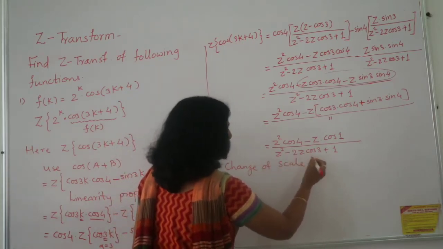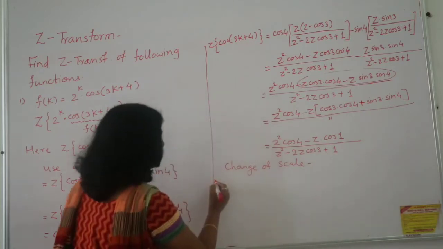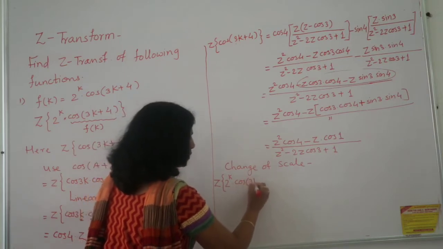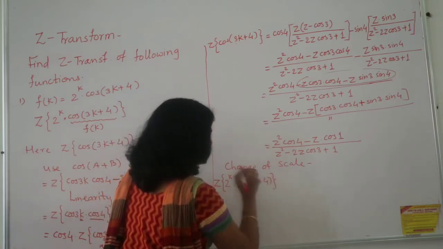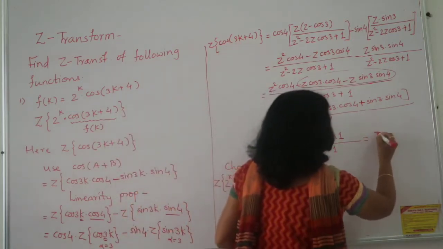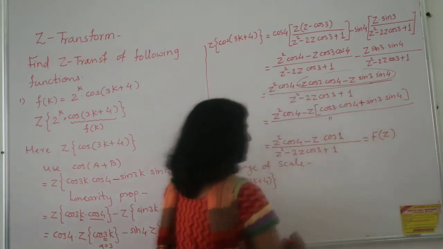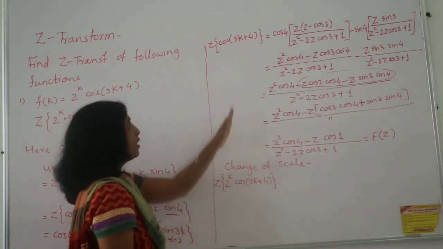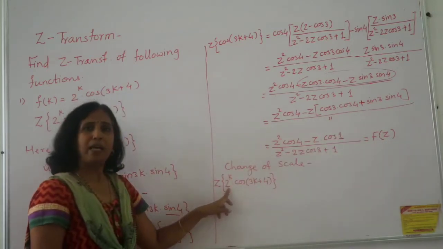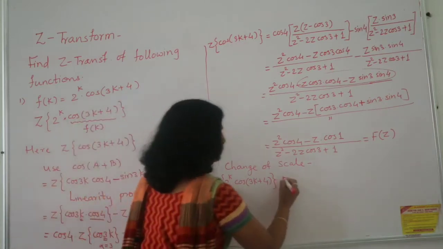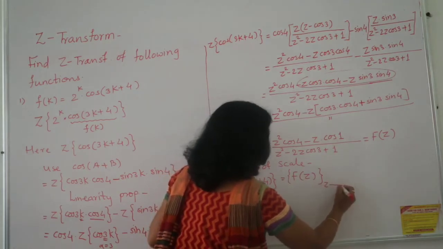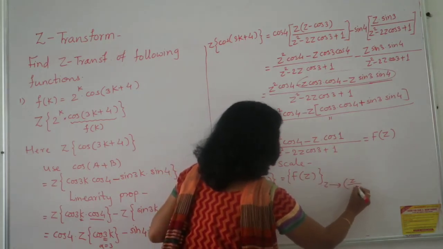I am just mentioning it here. So the Z transform of 2 raised to k multiplied by cos(3k plus 4). Now what is this property? Whatever transform you have calculated, consider it as f of z. The change of scale property says, if the Z transform of the function is f of z, then when you multiply this function by a raised to k, you get f of z in which z is replaced by z upon a. Now what is a here?